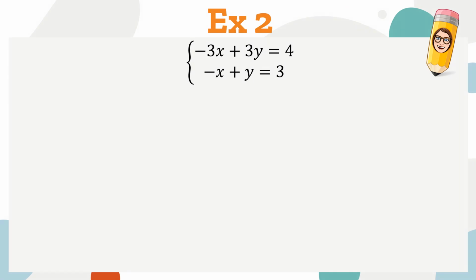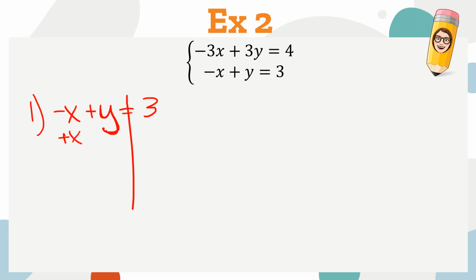All right, next example. Step 1, we want to isolate a variable. I think the second equation looks easier, and I think y looks the easiest because all I'm going to do is add x to the other side. That gets me y equals 3 plus x. And you could even put a 1 if you want to.